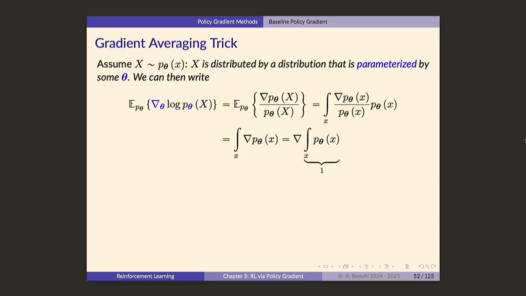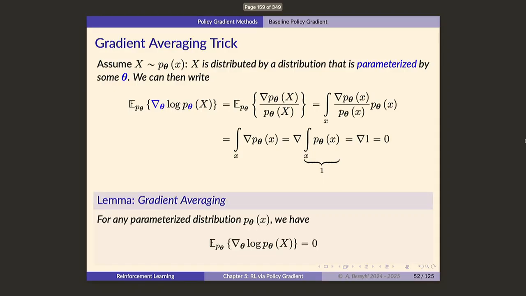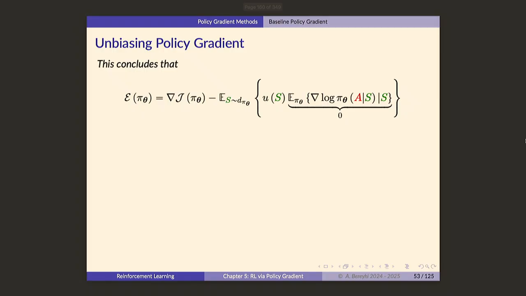What is the integral of a distribution over its argument? 1, right? Doesn't matter what theta is. Then what is the gradient of that? 0. I told you I know magic. So this is 0, which means the second term you had is 0. So this expectation is simply 0. This means that the second term we have, the expectation with respect to pi theta of the gradient of the log likelihood, is simply 0. Everybody's cool?